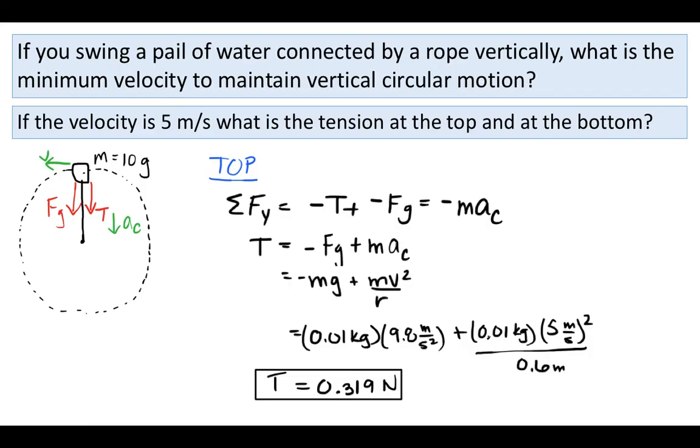Okay, let's go on to solve for the tension at the bottom of the path. Well, let's think, is the tension going to be greater than 0.319 or less than 0.319? Make a prediction and think about why. And then solve.